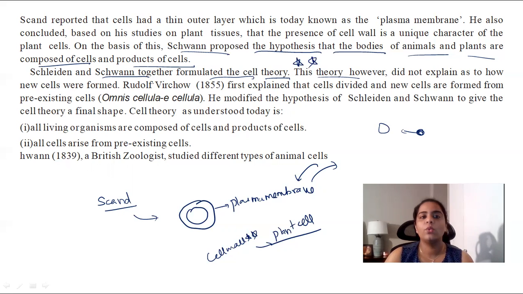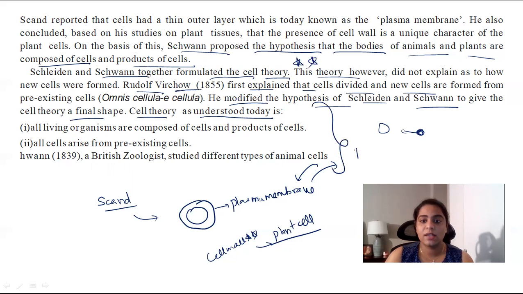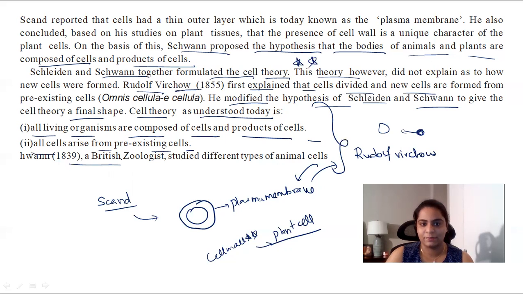So who is the one who properly explained this theory is Rudolf Virchow. He first explained that cells divide and new cells are formed from pre-existing cells. He modified the hypothesis of Schleiden and Schwann to give cell theory a final shape. So this cell theory which we understand right now is by Rudolf Virchow. Okay, उन लोगों ने बोला कि all living organisms are composed of cells and products of cells. All cells arise from pre-existing cells.